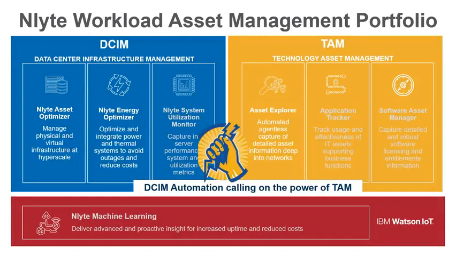So if we look over to the TAM side of the world, the technology asset management side of the business, inside technology asset management there is a component area called Asset Explorer, which is an agentless technology, and I'll be covering that a little bit more. That's really the focus of today's demonstration: looking at TAM Asset Explorer and how we can pull on that to help automate many of the functions within DCIM.